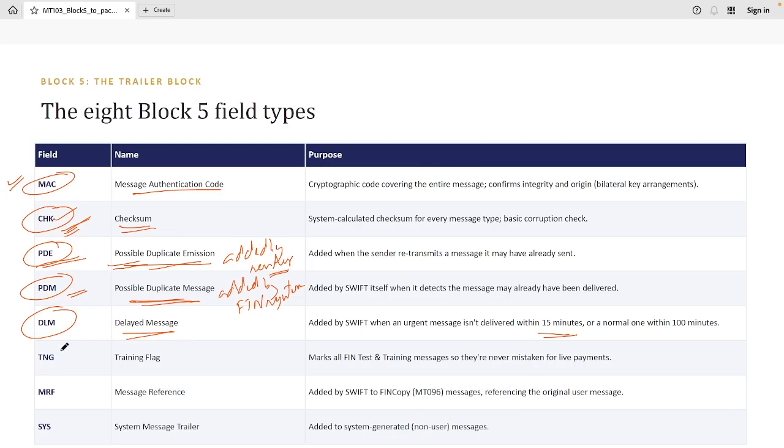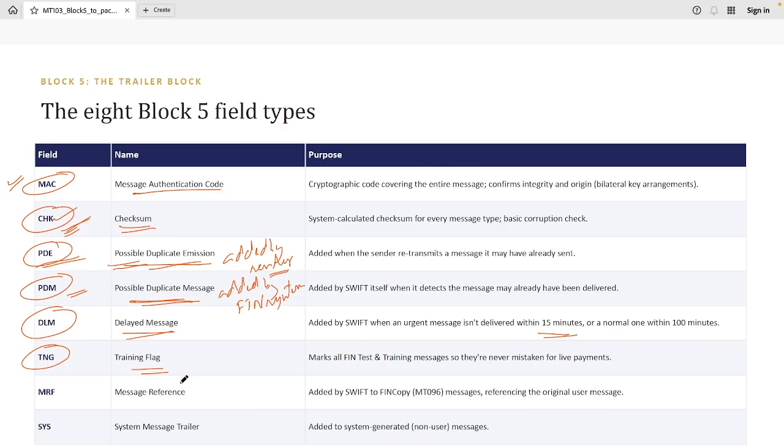Okay. Next is the TNG. It stands for the identifier of test and training messages. So a bank must keep its test transactions clearly separated from its live production transactions. Imagine that a bank is testing a new payment system or new payment engine and sends a sample MT103 using fictional customers and amounts. Without environmental control, there would be a serious risk that the message might be mistaken for a genuine payment, right?